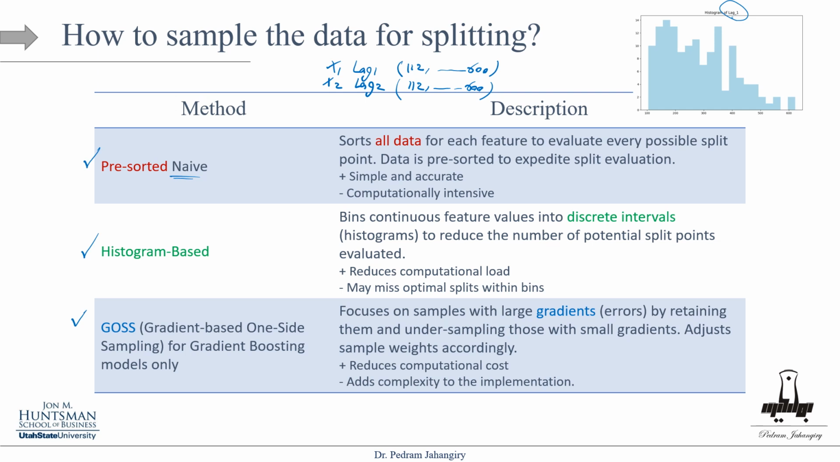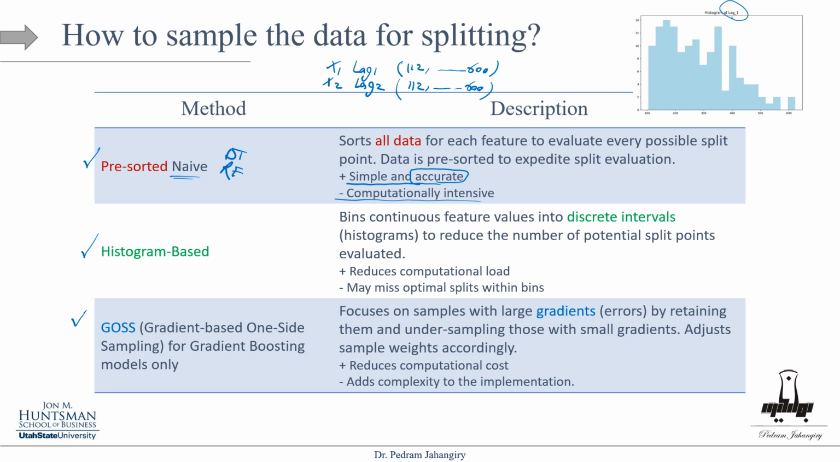The advantage is that it is very simple and accurate. Why is it accurate? Because it's going to consider all the combinations. And exactly for that matter, that's the disadvantage of it. It's going to be computationally intensive. Here, again, each feature had maybe 200 possibilities, but what if you have millions of those values, right? So that's why this pre-sorted naive is not going to be the most efficient way of sampling data. It's not going to be the fastest. And by the way, this is what a simple decision tree and random forest are using for sampling.